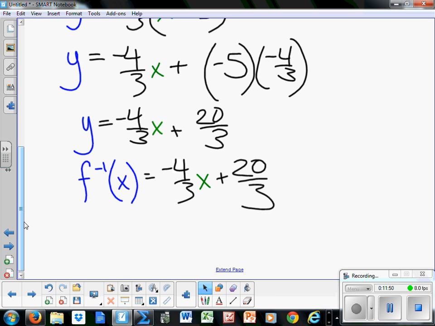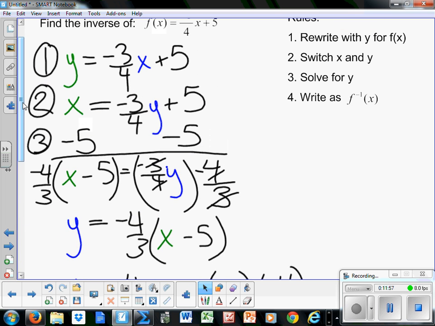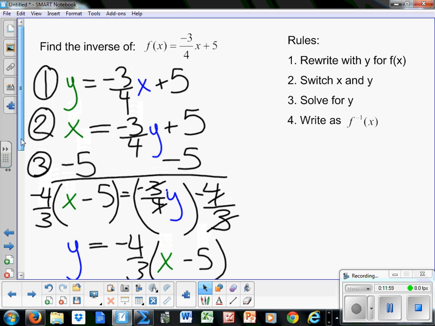All right, so just to recap, we went through what an inverse means. It means that we're switching our domain and range. It means that we're also switching our x's and y's. So we went through the rules for rewriting a function as its inverse.